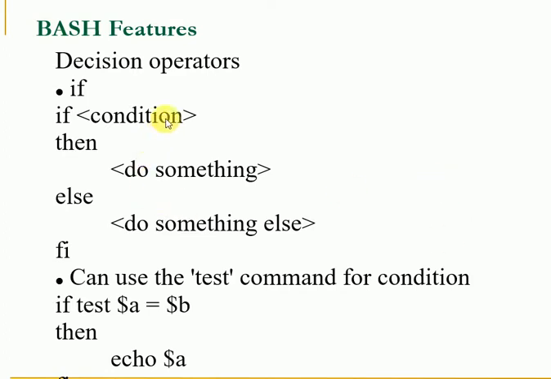Keyword if followed by the condition. If the condition is true, what we want to do, else what something else we want to do. Every if has to be terminated with fi. In shell scripting, the condition has to be written in square brackets rather than parentheses. Or instead of square brackets, we can use the keyword test to precede the condition.